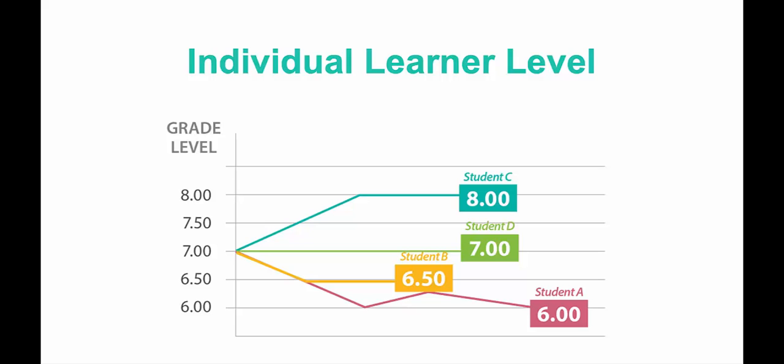SuccessMaker begins with an initial placement diagnostic to determine each student's learning level. Here you see 4 7th graders and their paths up and down during the diagnostic to find their just right level. Let's think about learning, and you're the student.